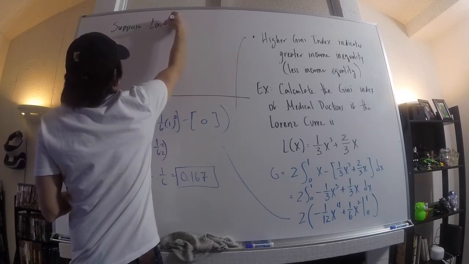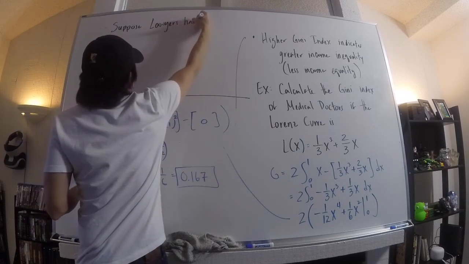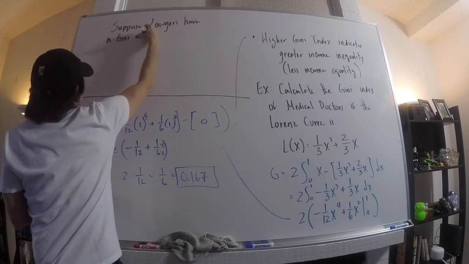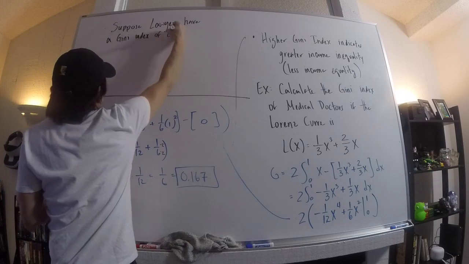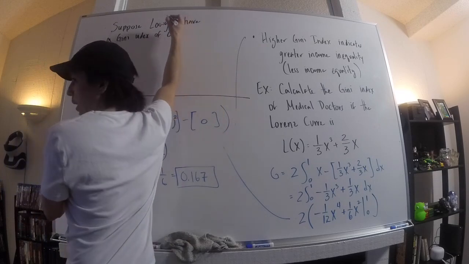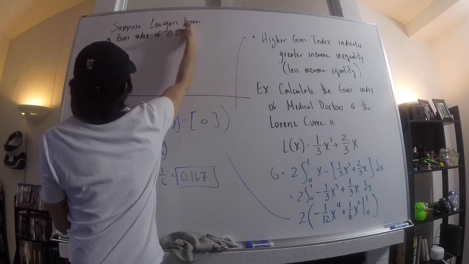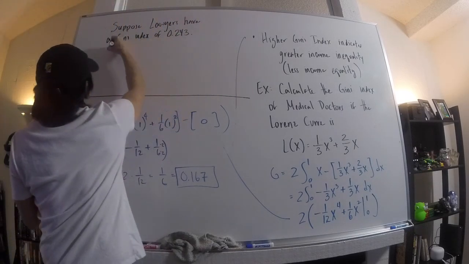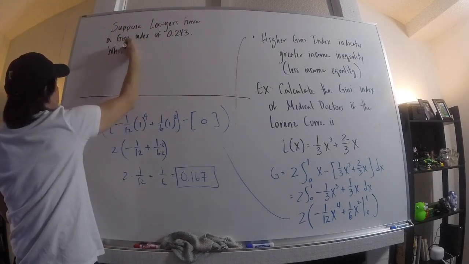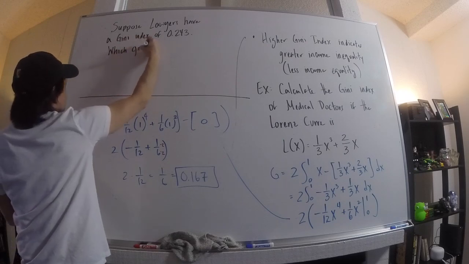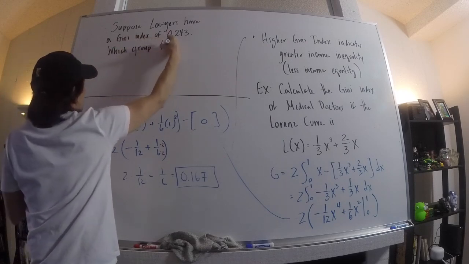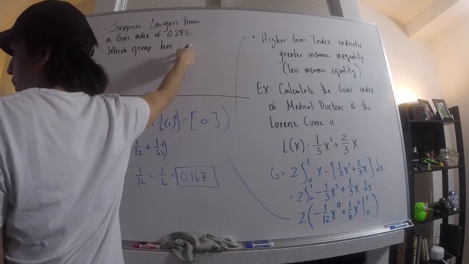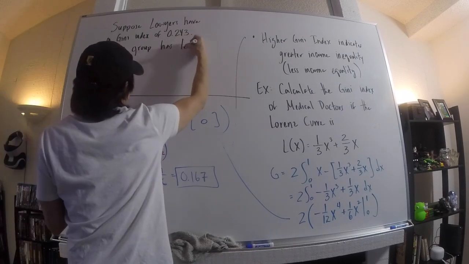Suppose lawyers have a Gini index of, I'm not going to make you do another one, this is pretty straightforward, but let's say they have 0.243. And now we have to watch this phrasing here. Which group, lawyers or medical doctors, has, here's where we got to watch the phrasing, less equitable income distribution.